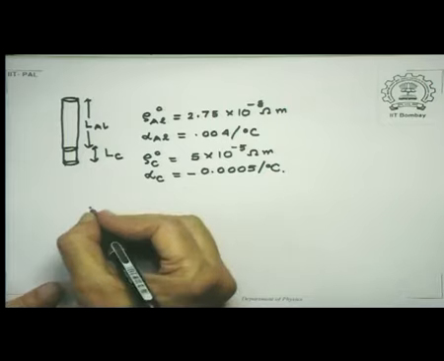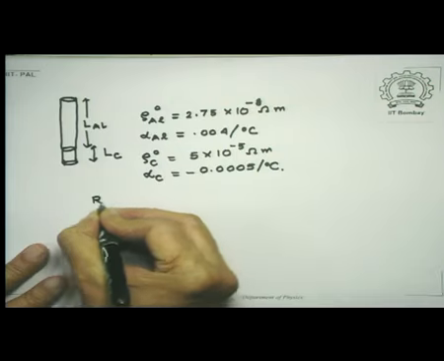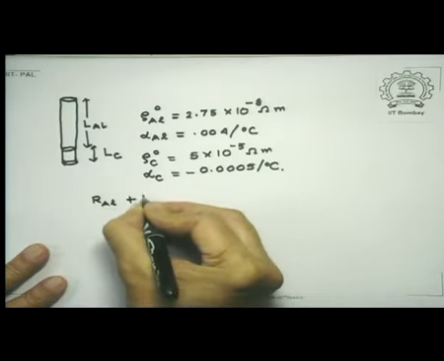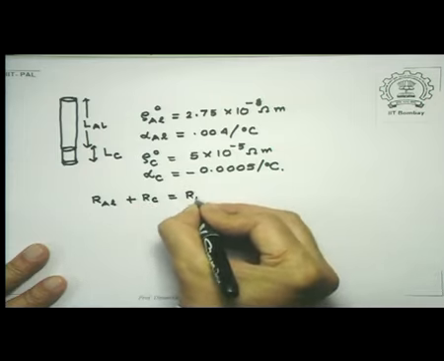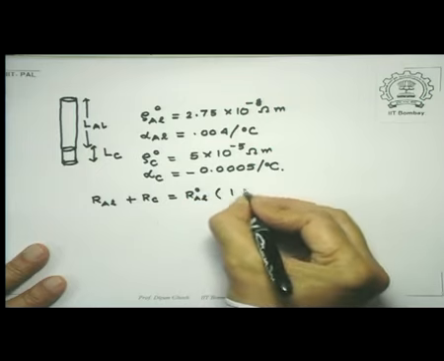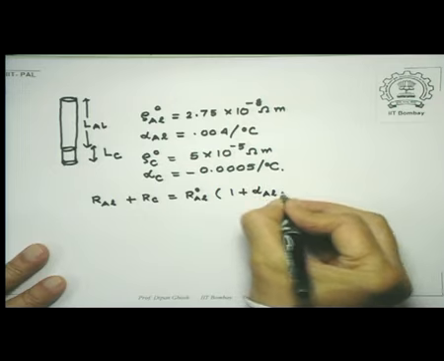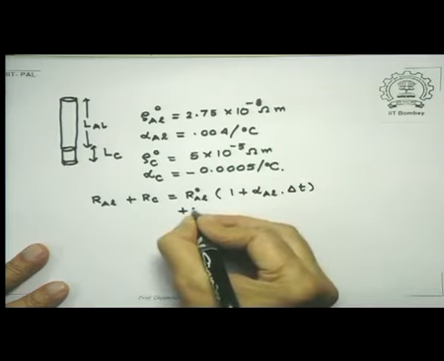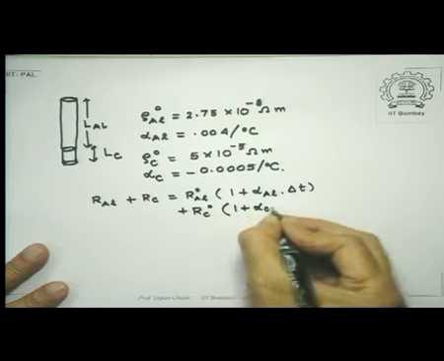Now what it means is this, that supposing I am looking at the resistance of the aluminum section at a temperature T plus the resistance of the carbon section at a temperature T. So I get resistance of aluminum at 0 degrees into 1 plus alpha Al into delta T, plus resistance of carbon at 0 temperature, 1 plus alpha carbon into delta T.